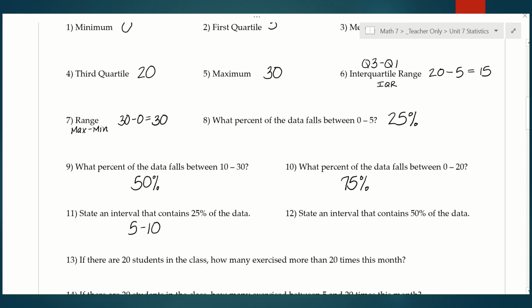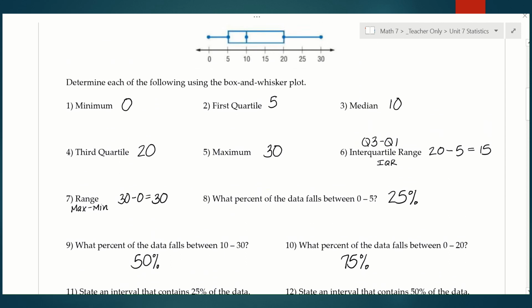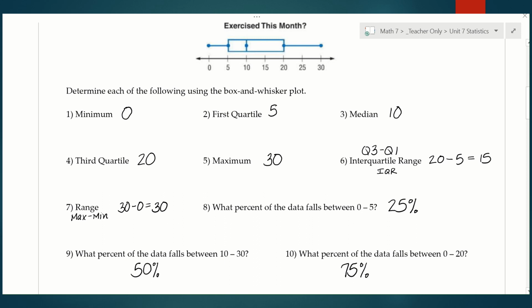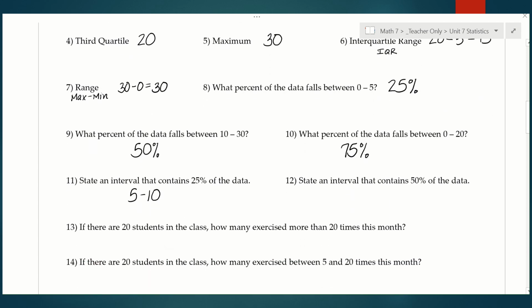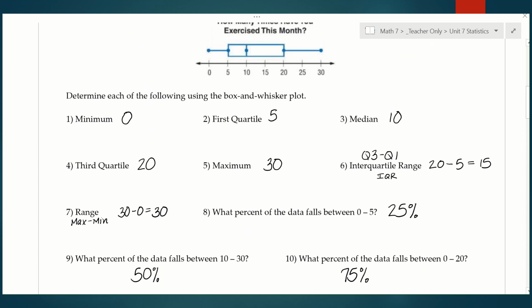10. Number 12, state an interval that contains 50% of the data. We've already used 10 to 30 in number 9 for 50%. So we could do the first half of our data, 0 to 10. That would be 50% because it contains 2 of your sections. So I'll go with that. You could have also said from 5 to 20. That would be another 50% section. Anything where it's 2 parts of your box and whisker plot together.